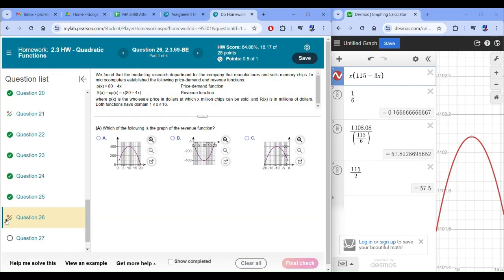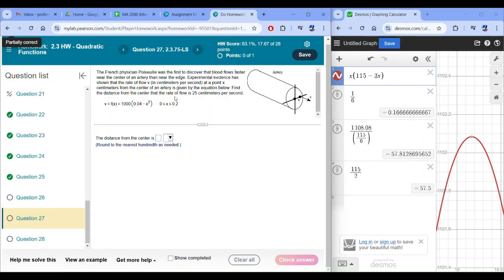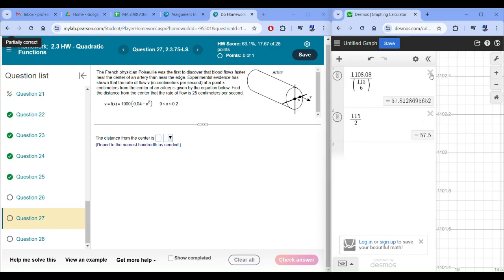Okay. 2 more questions. The French physician Poisson was the first to discover that blood flows faster near the center of an artery than near the edge. Experimental evidence has shown that the rate of flow in centimeters at a point is given by that. Find the distance from the center that has a rate of flow of 25 centimeters per second. So let's first get rid of all of this. So first, let's write our equation.